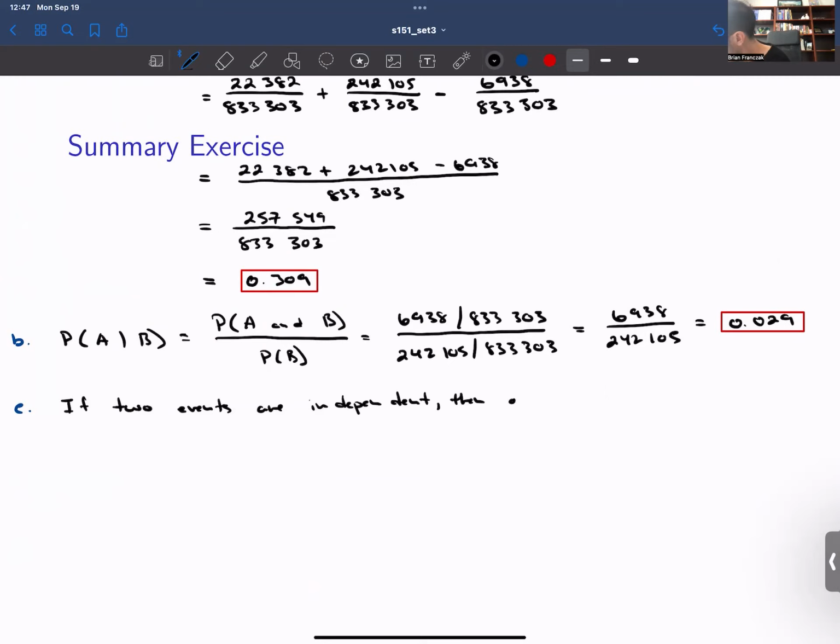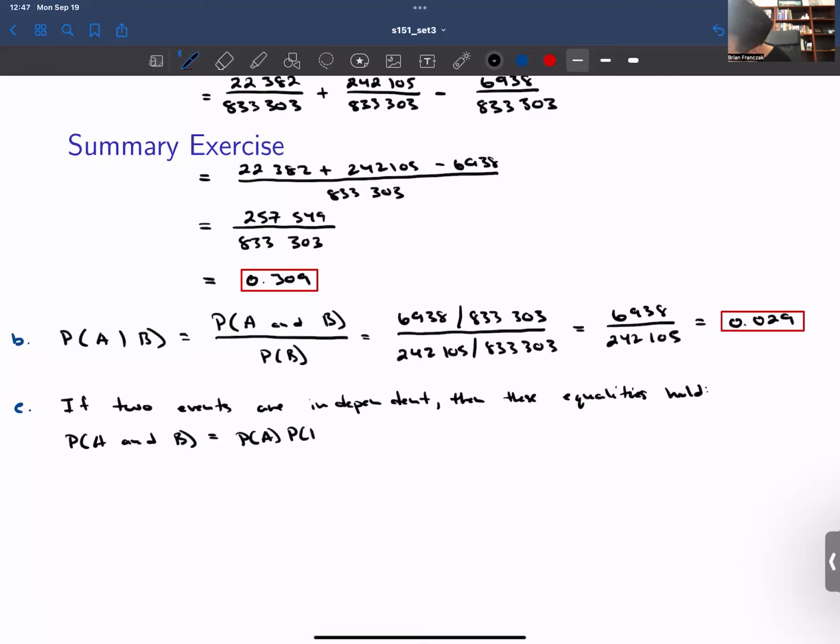Well, actually it's all. Then these equalities hold. P of A and B is equal to P of A times P of B. P of A given B is equal to P of A. P of B given A is equal to P of B.